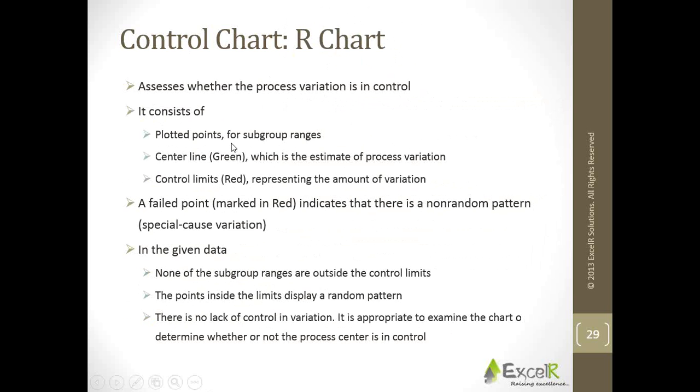It consists of plotted points. Yes. It consists of a green line and a red line. Green line is the average and the red line describes the amount of variation. A failed point is marked in red, which indicates that there is a non-random pattern, special cause variation. In the given data, none of the subgroup ranges are outside the control limits. The points inside the limits display a random pattern. There is no lack of control in variation. It is appropriate to examine the X bar chart to determine whether or not the process center is in control.